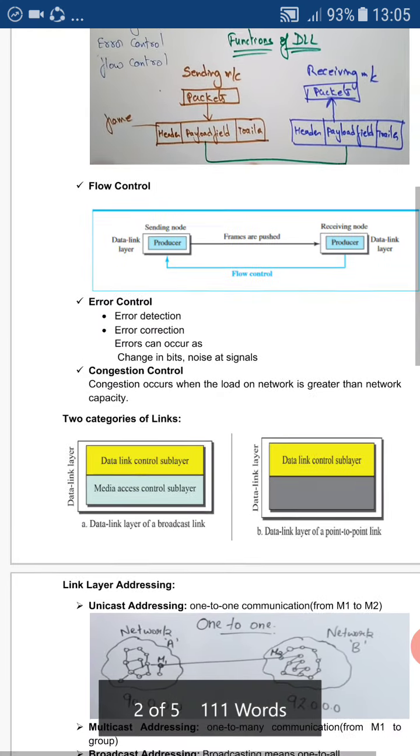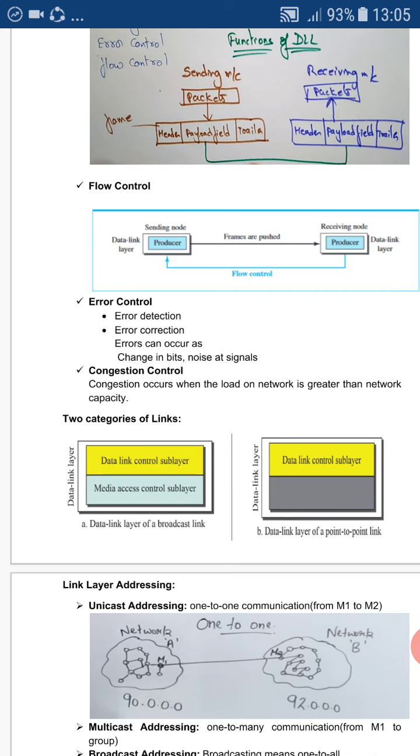The third service we have is error control. The meaning of error control is both error detection and error correction. Now we'll see why error control is required. Whenever data is transmitted in the form of bits, a 0 can be changed to 1 or a 1 can be changed to 0. In such a case, error control is necessary. Similarly, at the physical layer, when data is transmitted in terms of electrical signals, there can be attenuation or noise in the signals. To avoid this, error control is required.